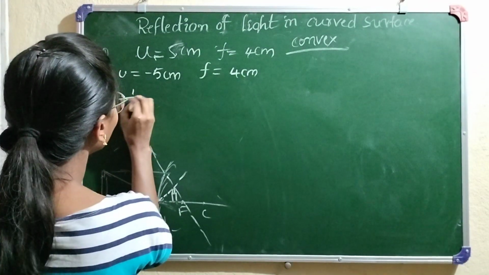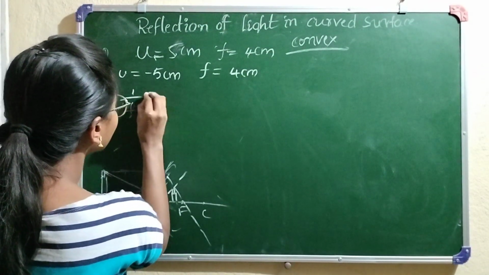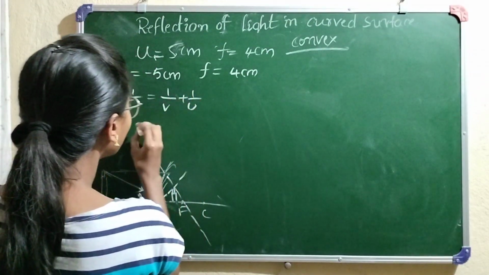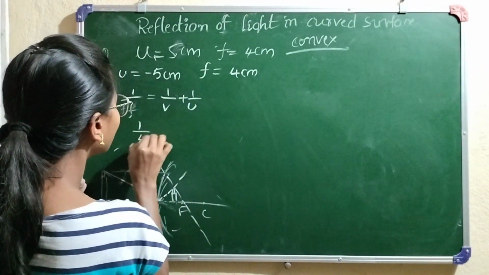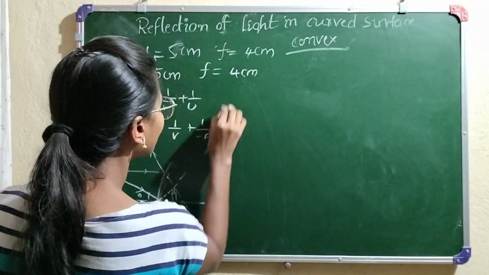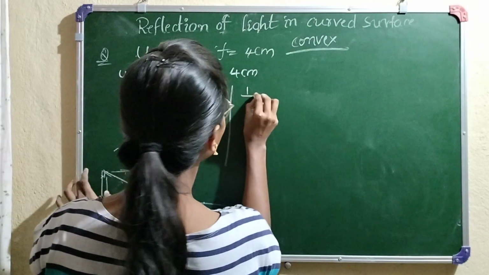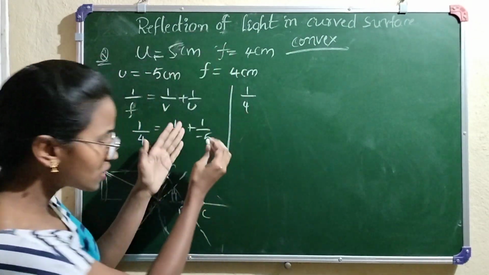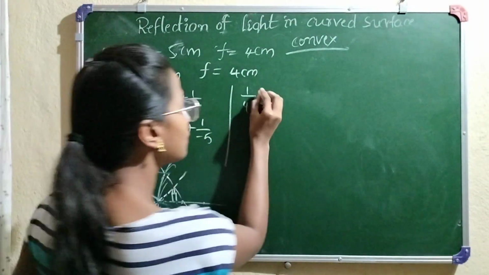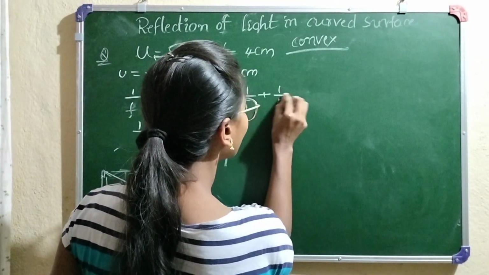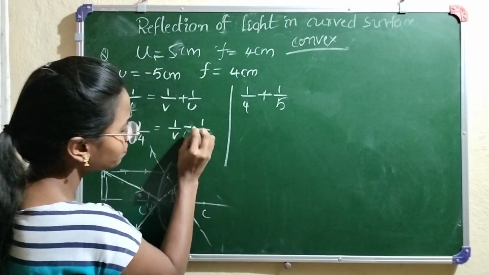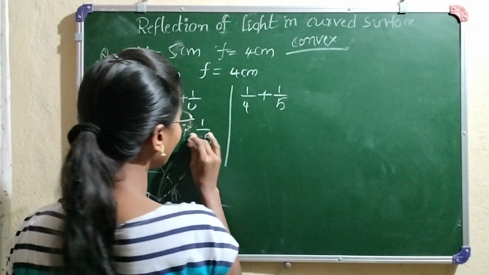So then we have to find out the image distance. 1 by F is equal to 1 by V plus 1 by U. So 1 by F is 1 by 4, 1 by V we don't know, plus 1 by minus 5. Now I am taking the minus 1 by 5 to this side. It will become plus 1 by 5. If it is minus here or here, there is no change. Minus into plus is minus only.